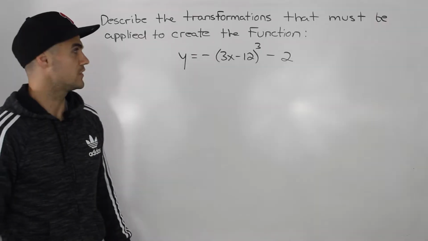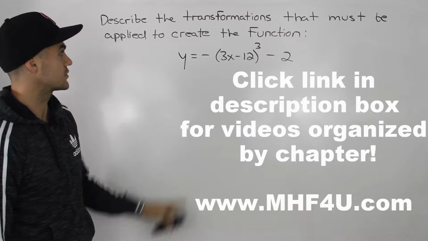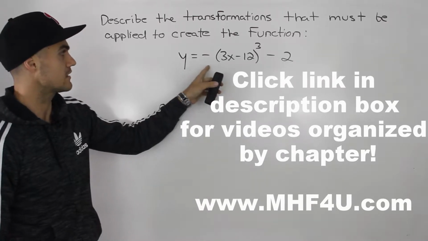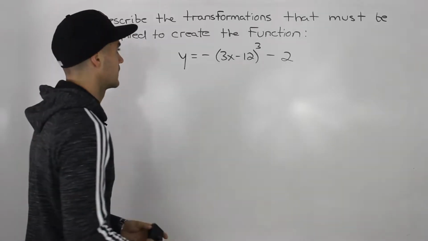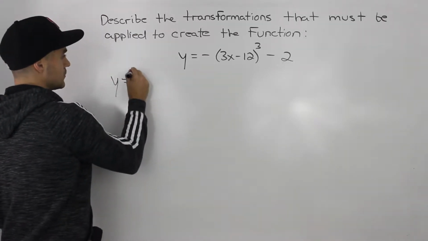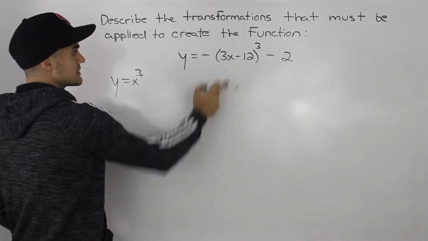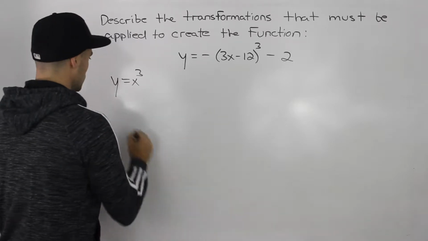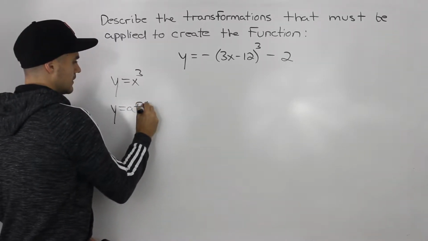Welcome back, everybody. Moving on to the next question, we have to describe the transformations that must be applied to create the function y equals negative (3x minus 12) to the power 3 minus 2. So notice that the parent function of this is y equals x cubed, and we are transforming this to get to that. So if you remember, the general transformation format is what?